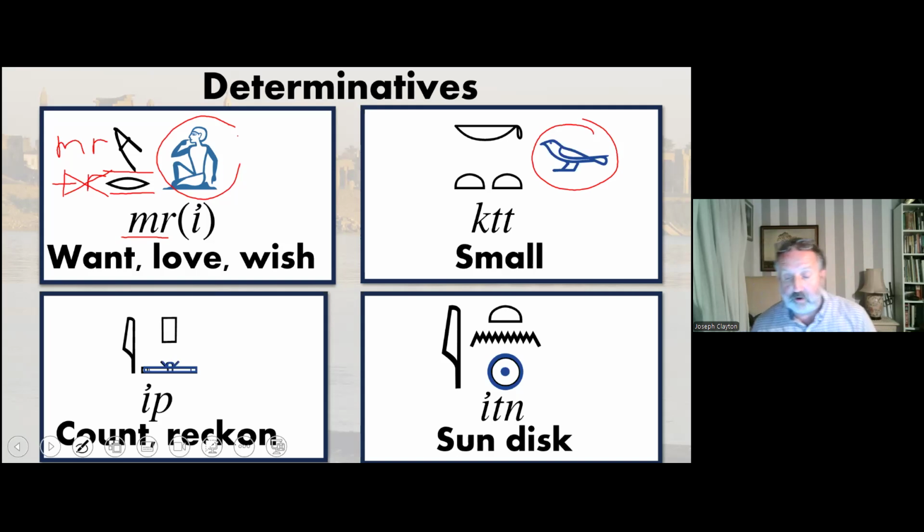So what we've got here is just 3 alphabetic signs, K, T, T. So you've got ketet, and then the bird shows you what category it falls into, which is small or bad things, and ketet does actually mean small.